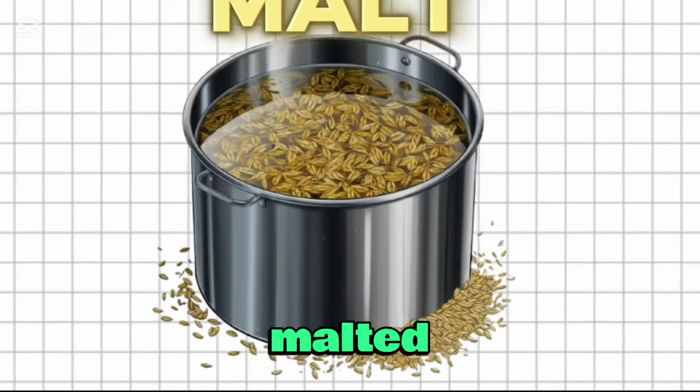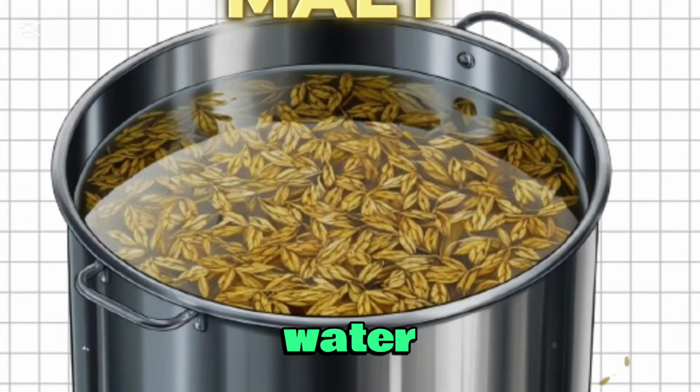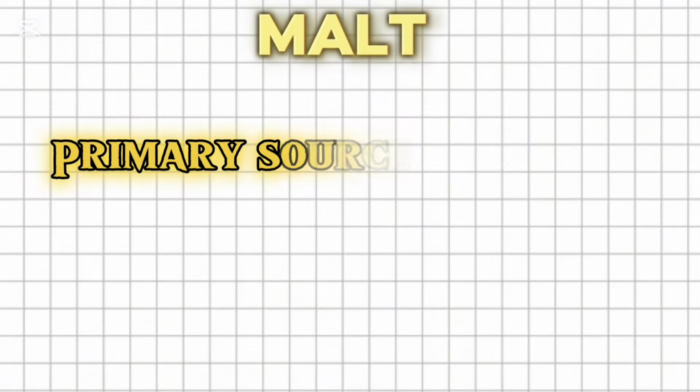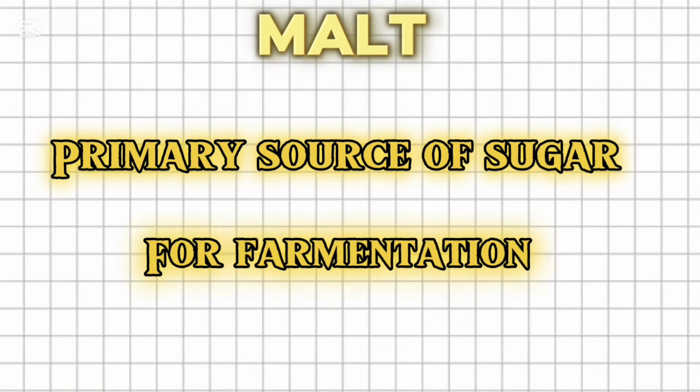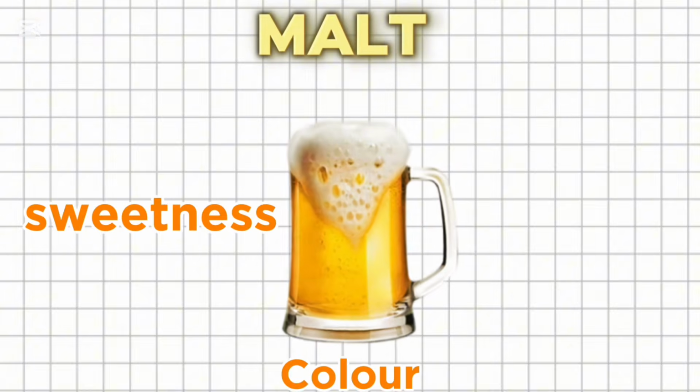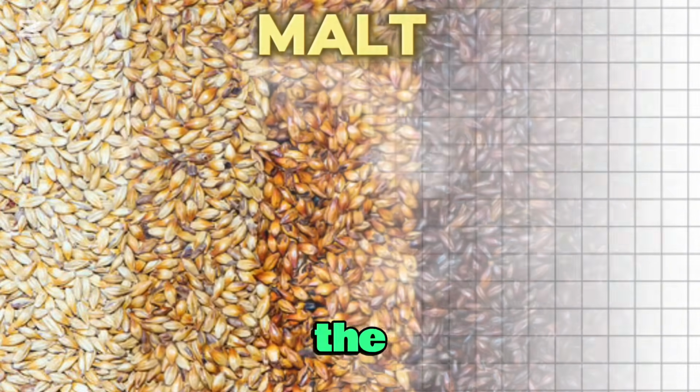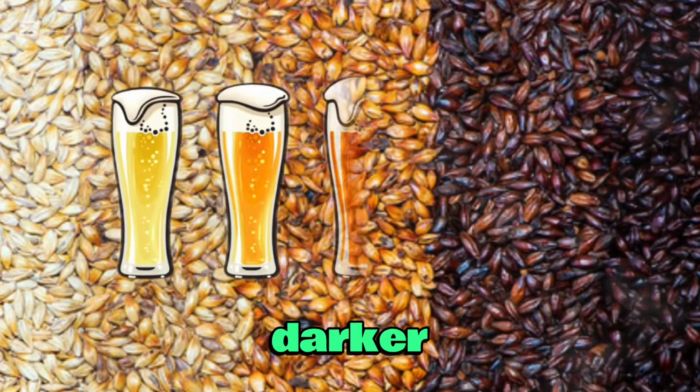Malt. Malted barley, which is barley soaked in water and then dried, is the primary source of sugar for fermentation. Malt provides sweetness, color, and flavor to the beer. The more roasted the malt, the darker the beer.